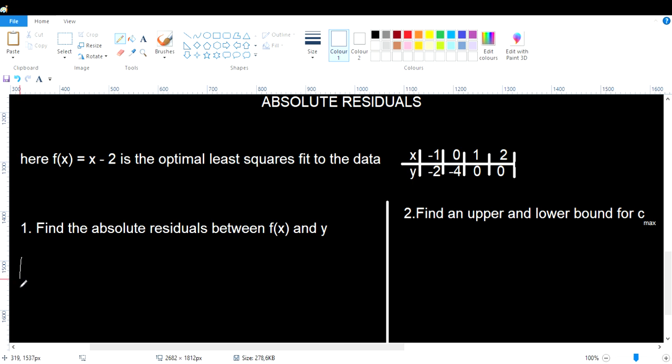So here, absolute residual is equal to y minus f of x. So we're going to use this method to find absolute residuals between f of x and y.